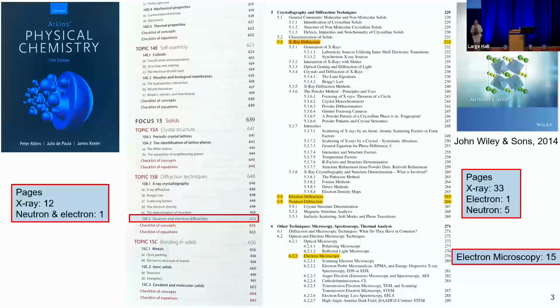What is the reason? Even today, in the textbook, for example in physical chemistry, when we discuss crystallography and diffraction techniques, neutrons and electrons get only 1 page, and X-rays get 12 pages. In a classical solid state chemistry book, X-rays have 33 pages, electron diffraction only 1 page, neutron 5 pages, and electron microscopy 15 pages. I think most of you are familiar with electron microscopy. You use it for images, but for diffraction, it's not very straightforward.